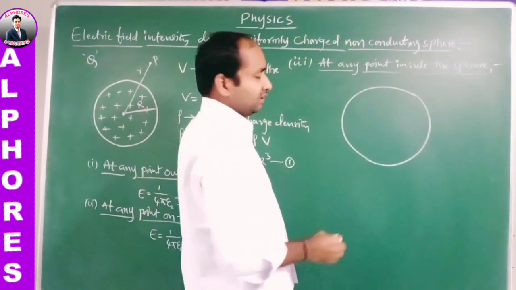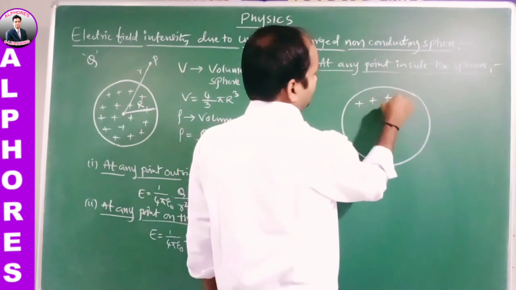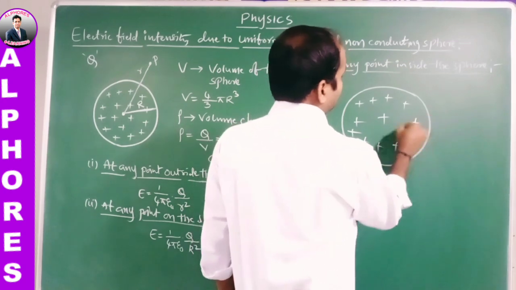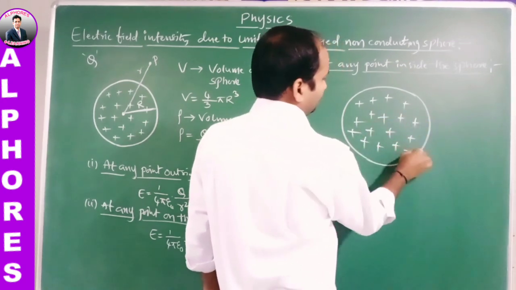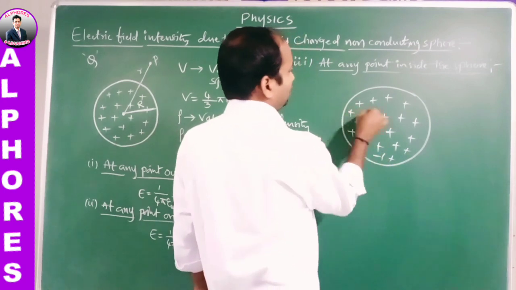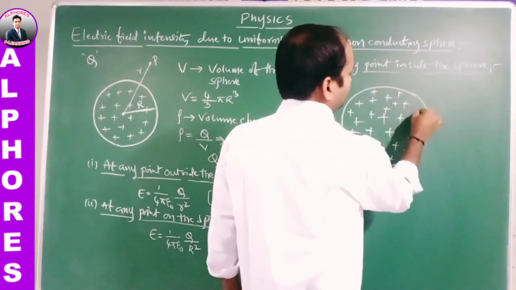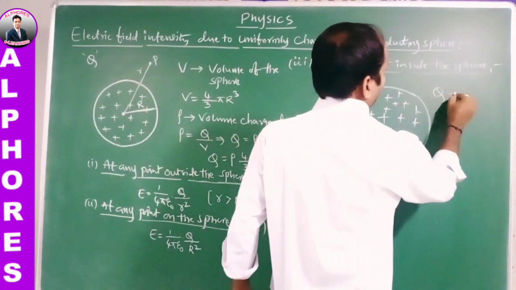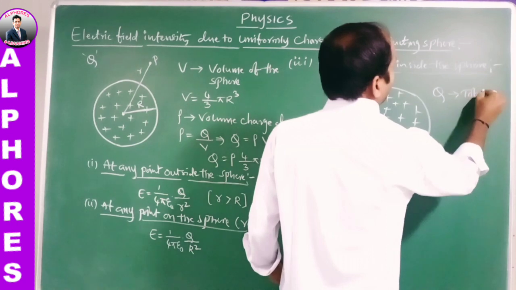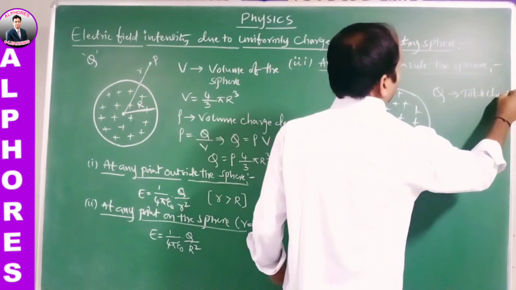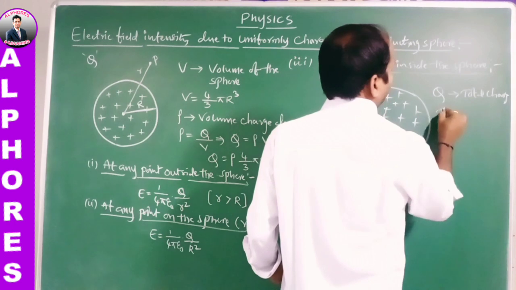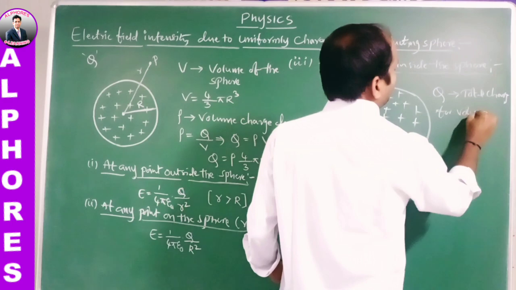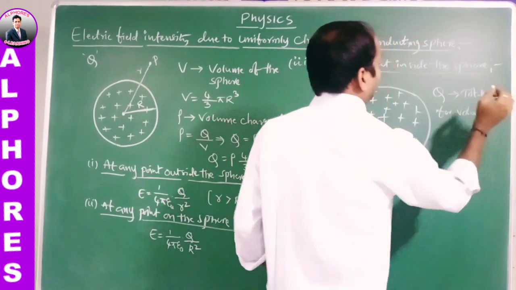This is a sphere. The charge given is Q. Capital Q is the charge given to the sphere, which is uniformly distributed throughout its volume. Capital Q is the total charge for the volume V.